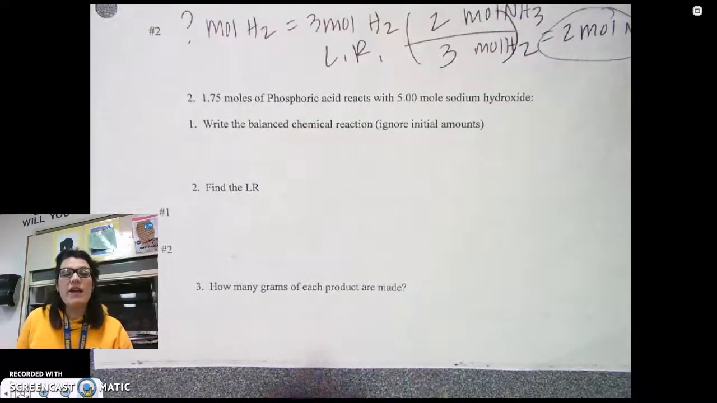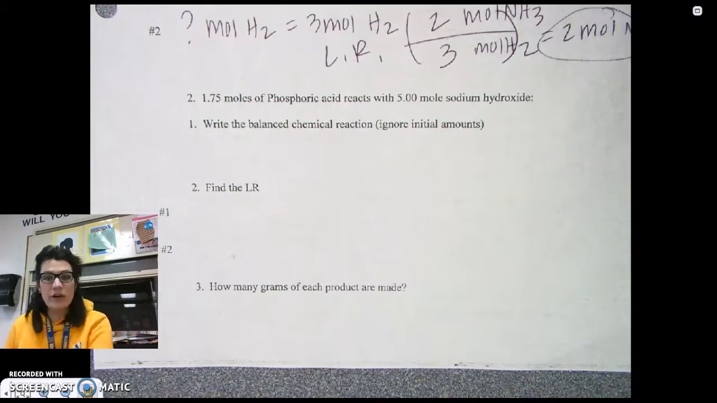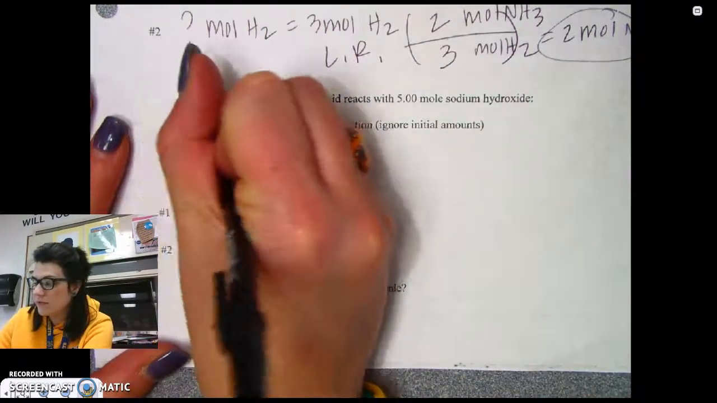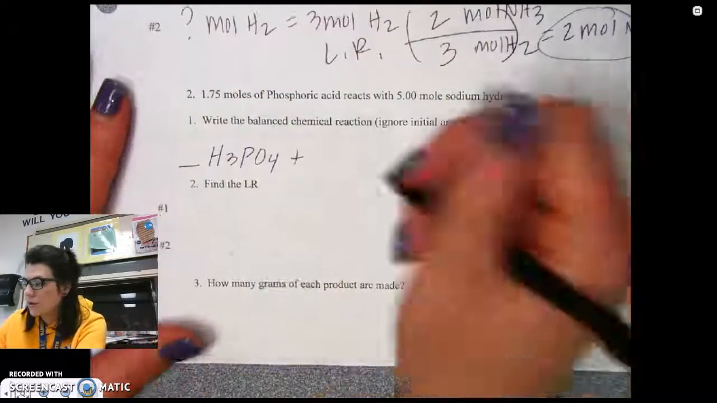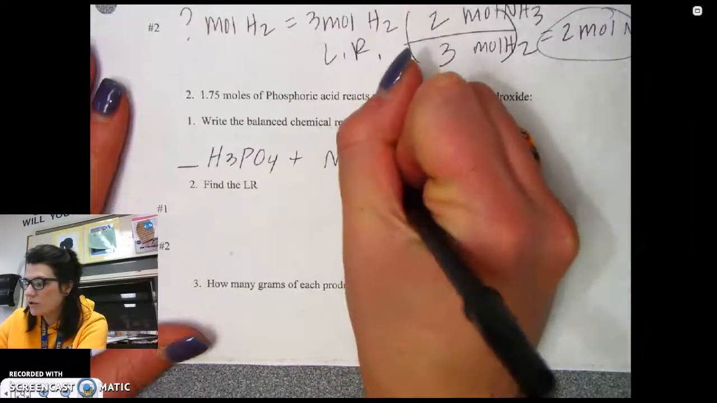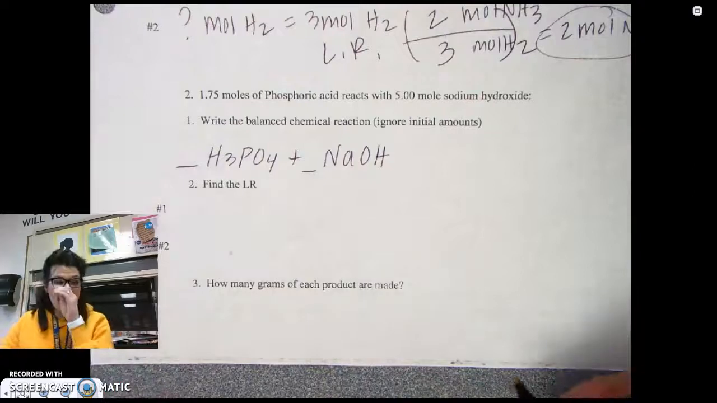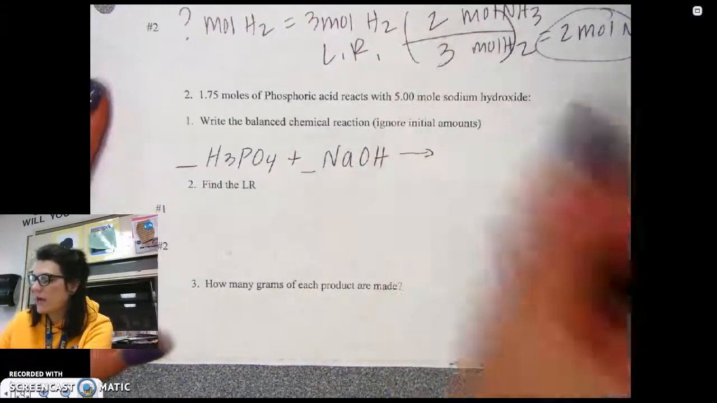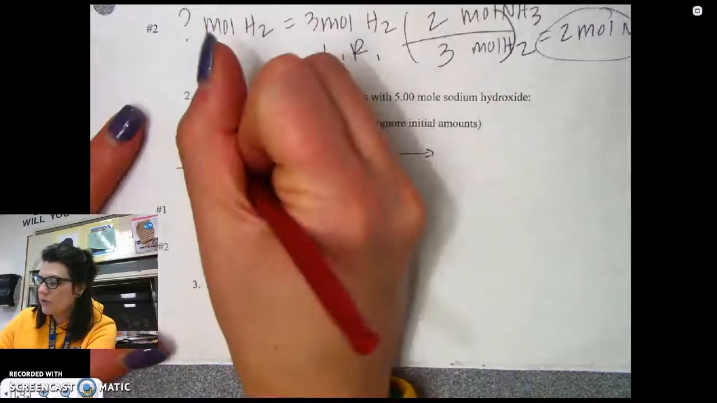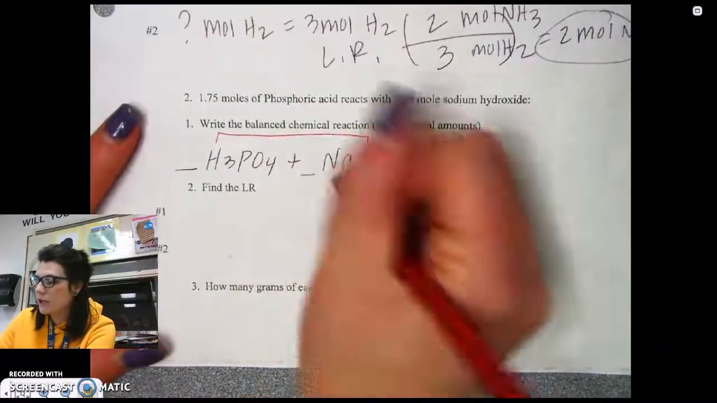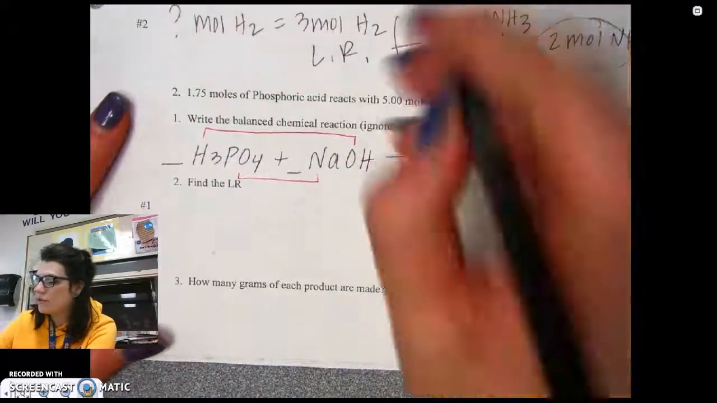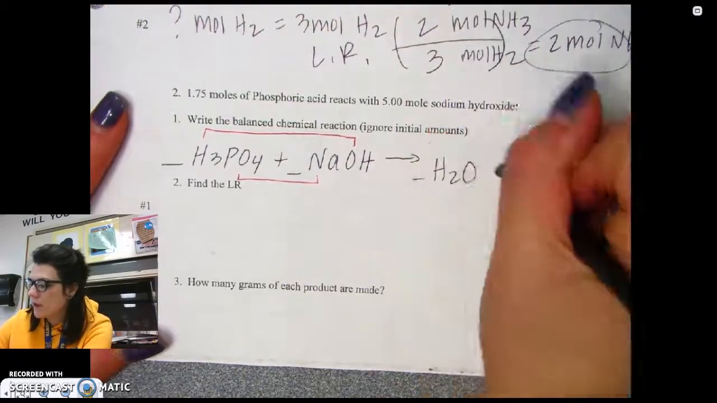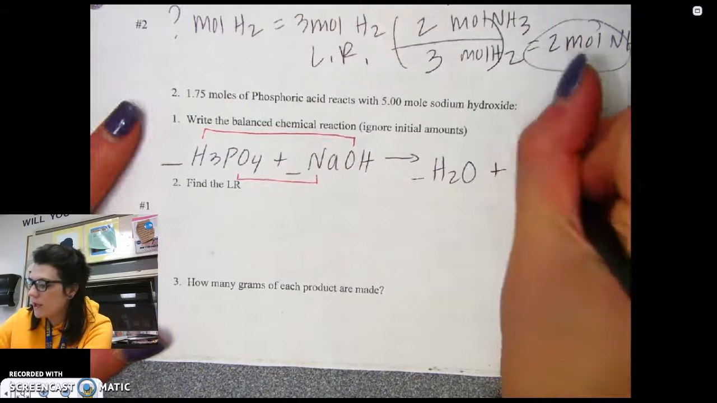So number 2 says, I have 1.75 moles of phosphoric acid, so I'm going to tell you phosphoric acid is H3PO4, reacts with sodium hydroxide, NaOH. Okay, so we're doing a double replacement reaction. So I'm going to go inside, outside. So hydrogen and OH is going to make water, and then I'm going to make sodium phosphate. So I'm going to have H2O and Na3PO4.